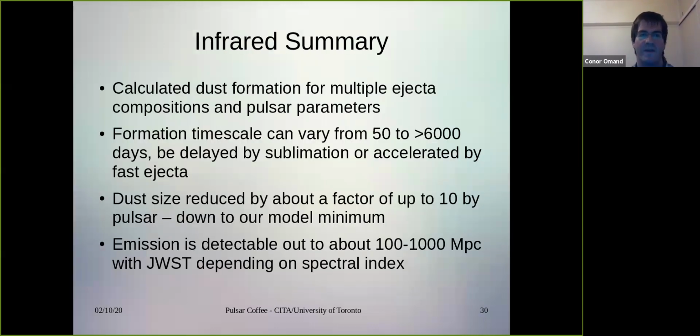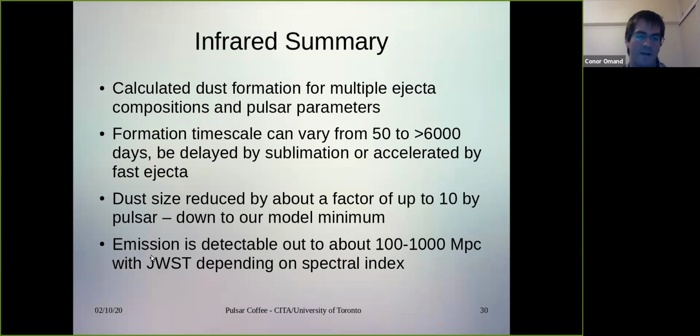So this is the summary of the infrared. We calculated dust formation for multiple ejecta compositions and pulsar parameters. Formation timescale can be accelerated to about 50 days with a kind of GRB supernovae, or it can be slowed down to the order of 10 or 20 years, or it can completely stop ionization. The dust size we find can be reduced by about a factor of 10 because of a pulsar, and it goes all the way down to our model minimum, so it might even be further than that.